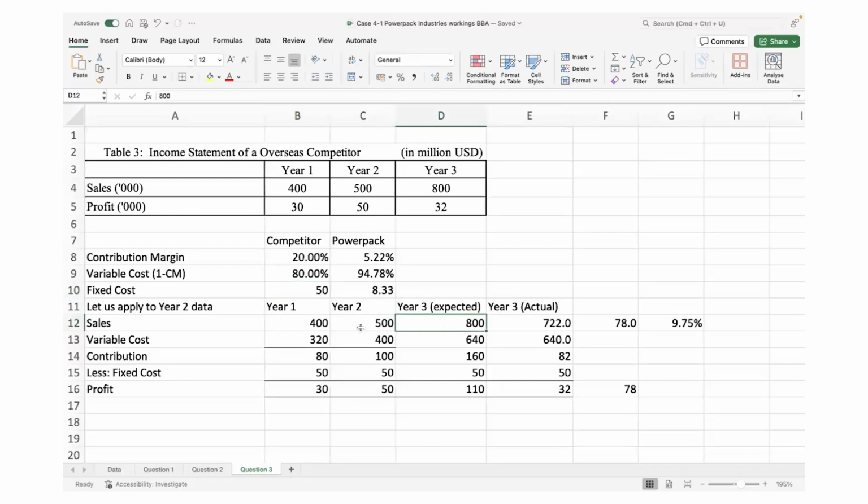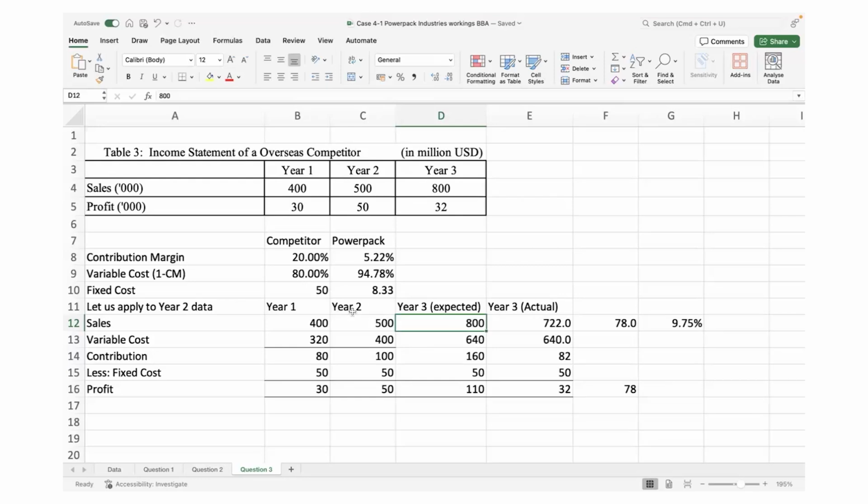So, there is a huge jump from 400 to 500, which is about 25%. From 500 to 800 is about a 60% jump in the volume they were able to achieve, which is primarily because of the high level of automation that increased the fixed cost, but brought down the variable cost drastically.